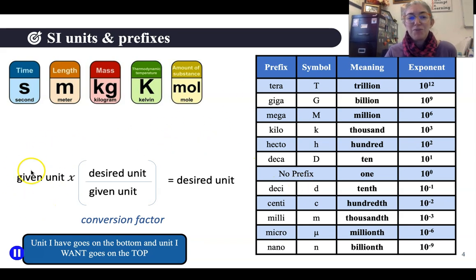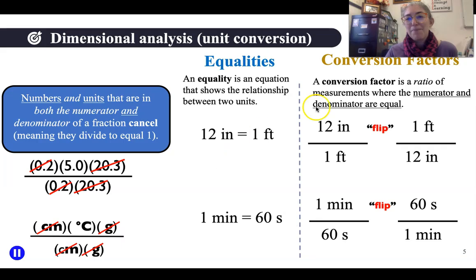Always with unit conversion, we start with a given unit, and then multiply it by a conversion factor where the desired unit is on top and the given unit is on bottom. So if we had 100 centimeters and we wanted that in meters, 1 meter is 100 centimeters, and so forth.